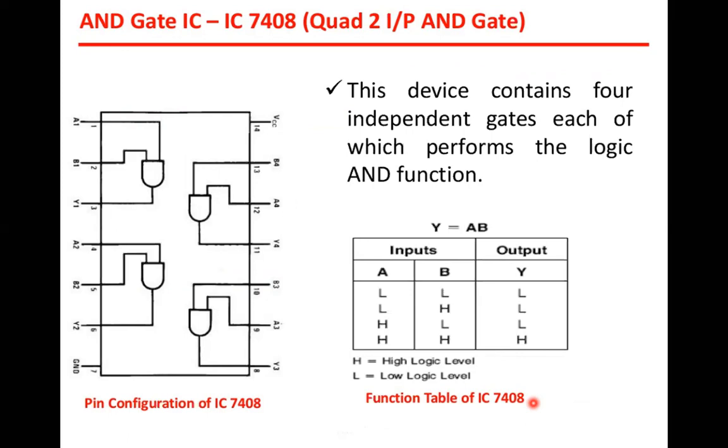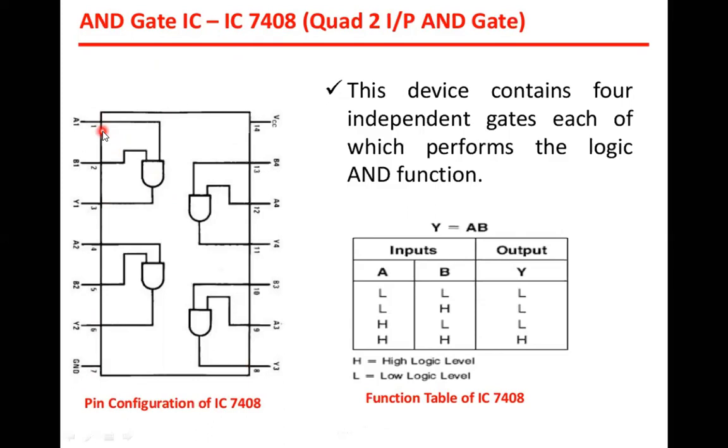Now, this is an AND gate using an IC. This IC called 7408 is readily available in the market. You can see the IC, which has 4 independent gates, 1, 2, 3, 4, which perform the logic functions. So this is an integrated chip called IC 7408. Readily we can have the 4 independent gates in that.